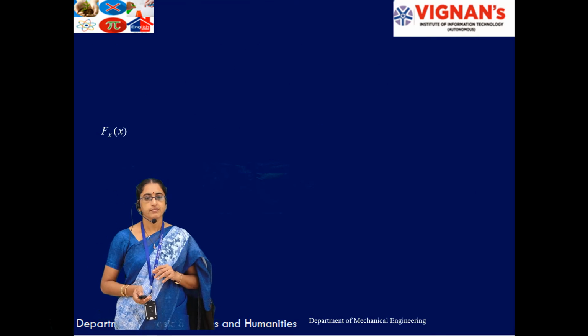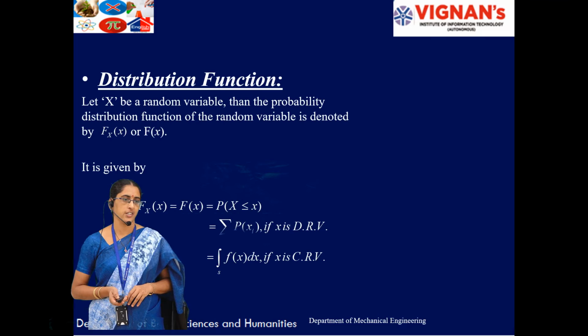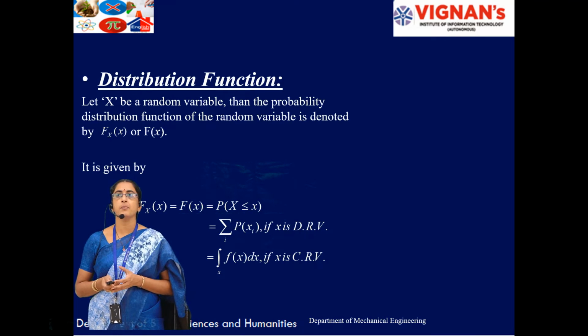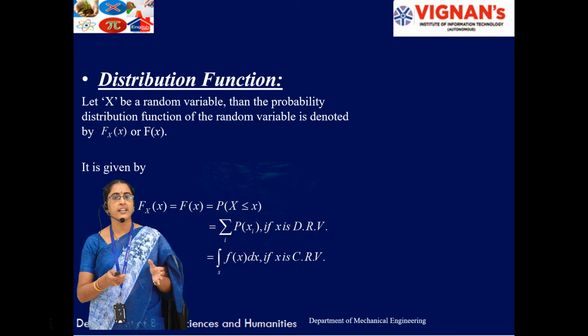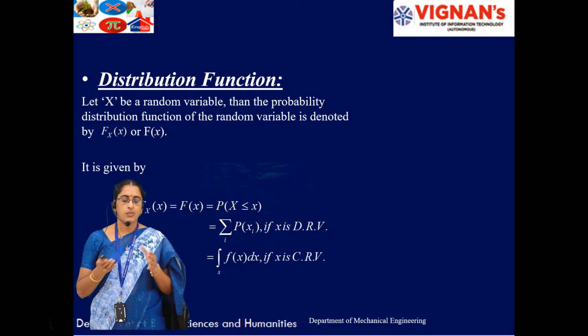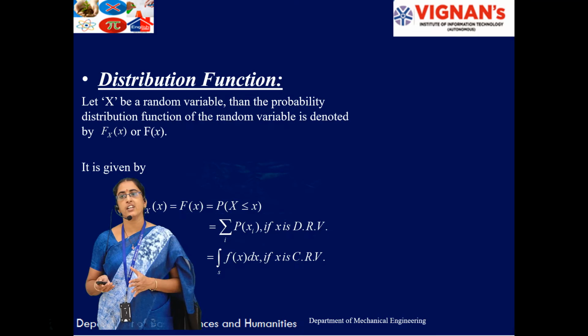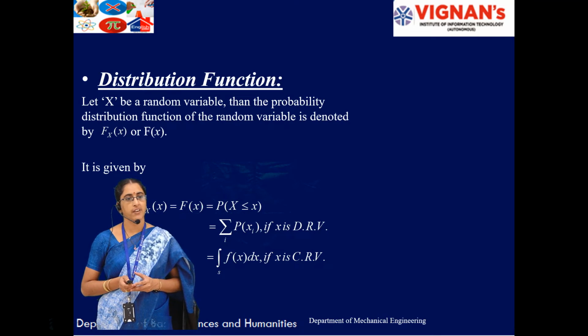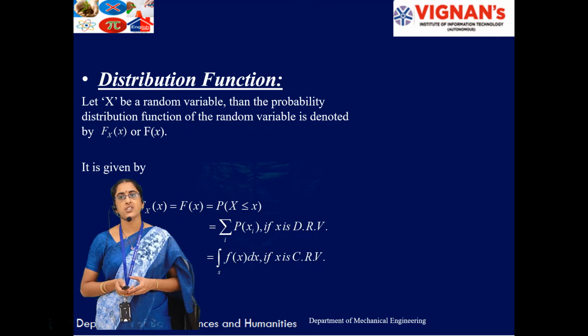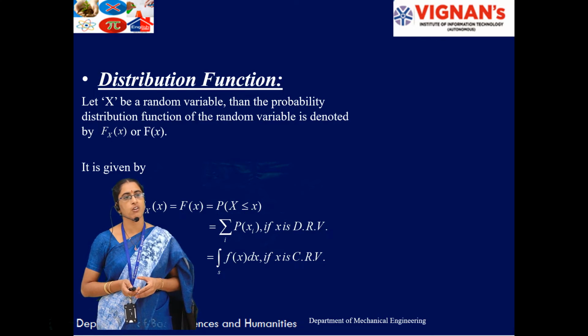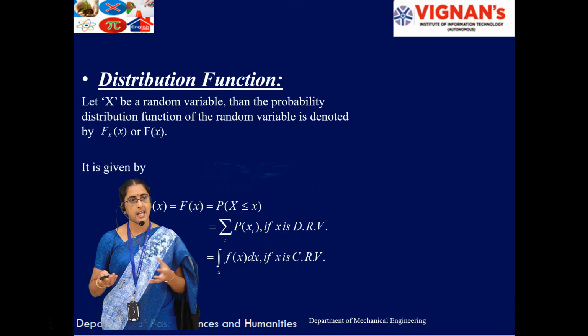Then next is the distribution function. So when we are taking a random variable, whether it is discrete or continuous, right? It has to be defined in different intervals here. So the function which is defined in different intervals is known as a distribution function. So the distribution function is denoted by F_X of x, or simply you can denote it as capital F of x, and it again comes from the sample space concept only.